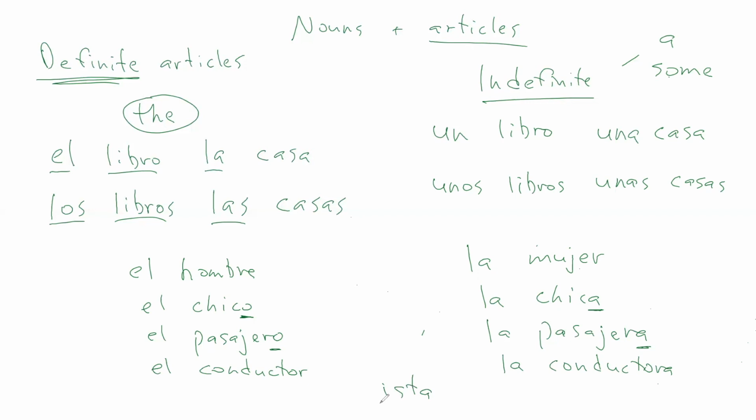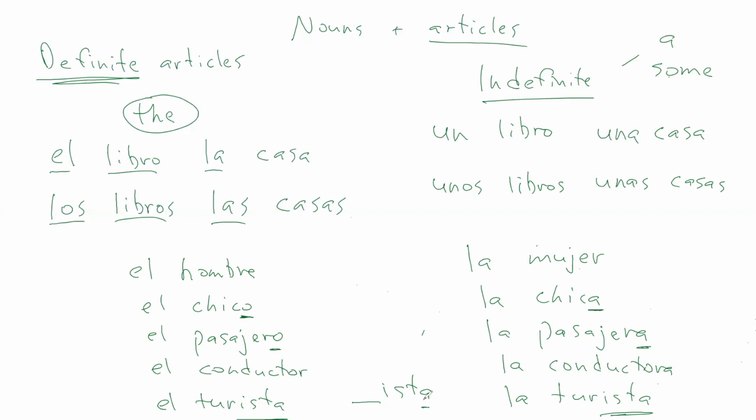Words can end in ista, and that could be either one. So even though it ends in an A, it's not saying that it's feminine. It's the ista. So we could have el turista. Even though it ends in A, it's el turista, and it would be a male tourist. And we could have la turista, would be a female tourist. So just by seeing the word turista, you wouldn't know if it's a male or female tourist.